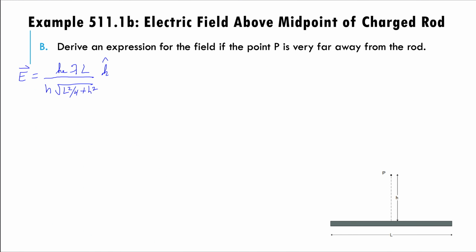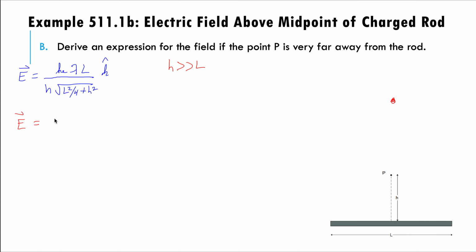In the next part, we're trying to find an expression for the field if the point P is very far away from the rod. So what I've done is I've written down our result from part A, and what happens if the point is very far away, over here somewhere. What that means is that h is going to be much greater than L, so we need to see what happens to this expression.